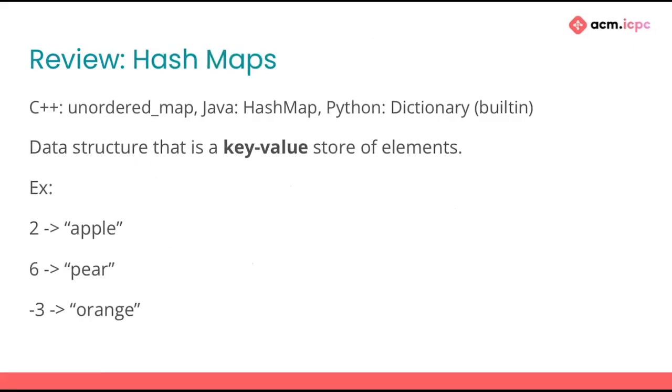Now, the next data structure to talk about is a hash map. And this is simply a key value store of elements. So if we had a hash map over here that contained some sort of key value store, if we query it for 2, it would return an apple. If we query it for 6, it would return a pear. If we query it for -3, it would get an orange.